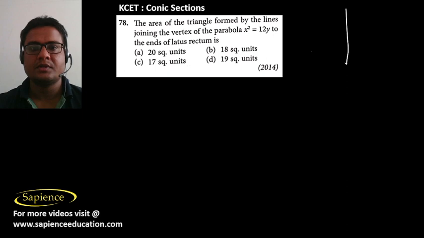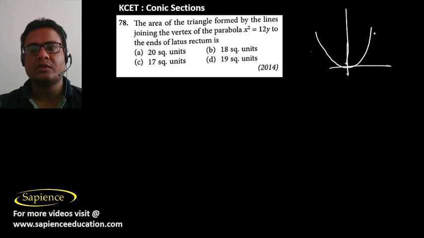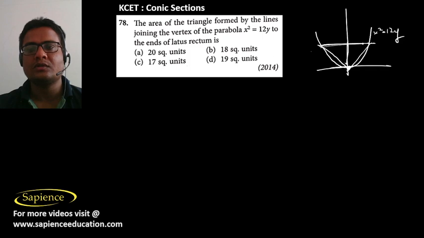Okay, so here the area of the triangle formed by the lines joining the vertex of the parabola x square equal to 12y, which is concave upwards, to the ends of the latus rectum. So the latus rectum is a focal chord which is perpendicular to the axis of the parabola. So this point is 0 comma a.